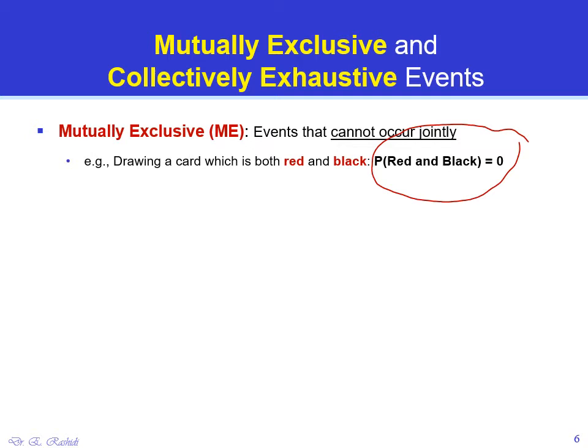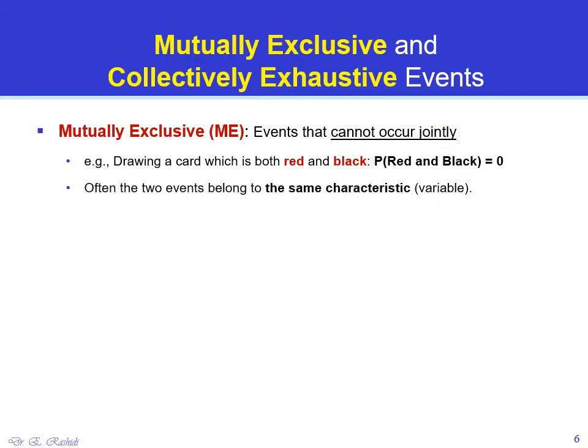So that's why we call red and black two events that are impossible to happen jointly, and we call them mutually exclusive. If you notice, these two events, red and black, belong to the same characteristic, and that's color. So the outcomes of the same characteristic or variable are events that cannot happen jointly, and they are mutually exclusive.